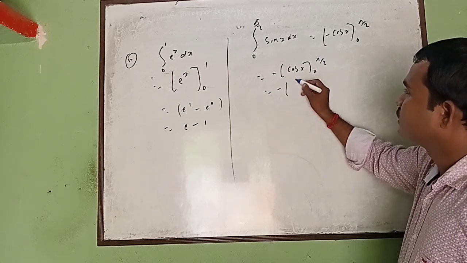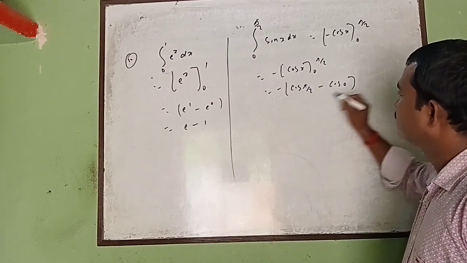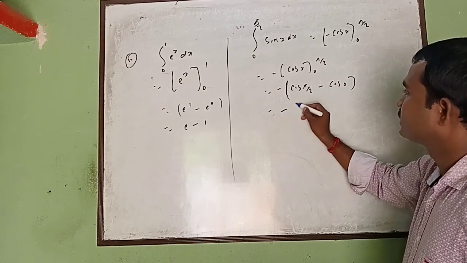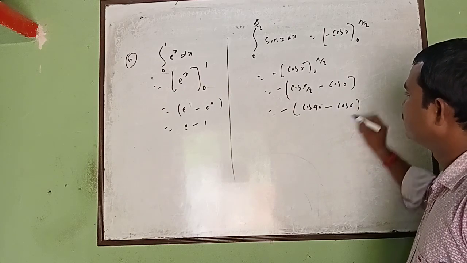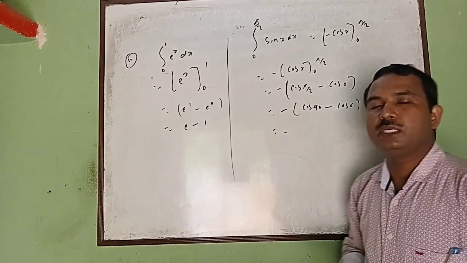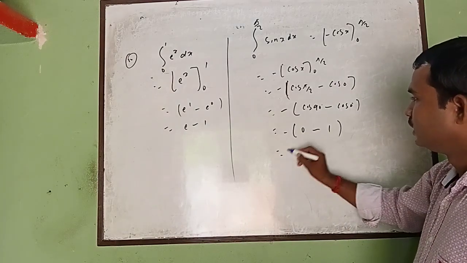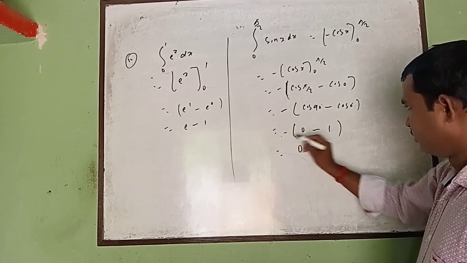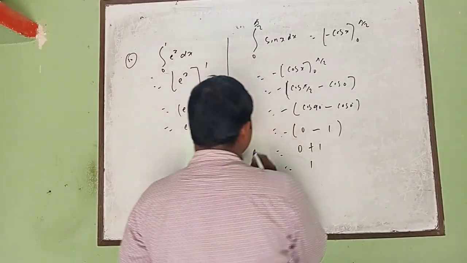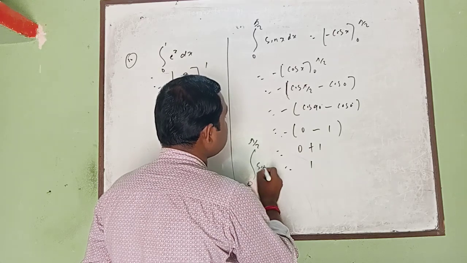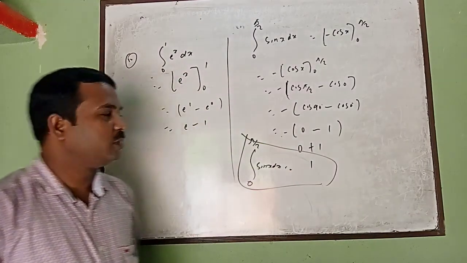Here will be minus, cos pi by 2 minus cos 0 degree. So you will write minus, cos 90 degree minus cos 0 degree. What is the value? Cos 90 is 0, cos 0 is 1. So here will be 0 minus 1, and minus times minus gives plus 1, and finally you have 1. That means the integration from 0 to pi by 2 of sine x dx has the value 1.